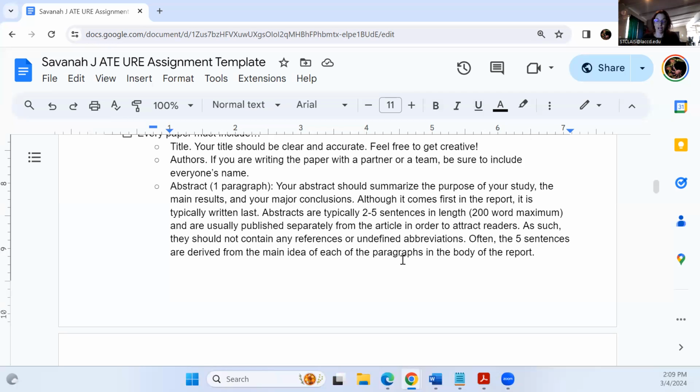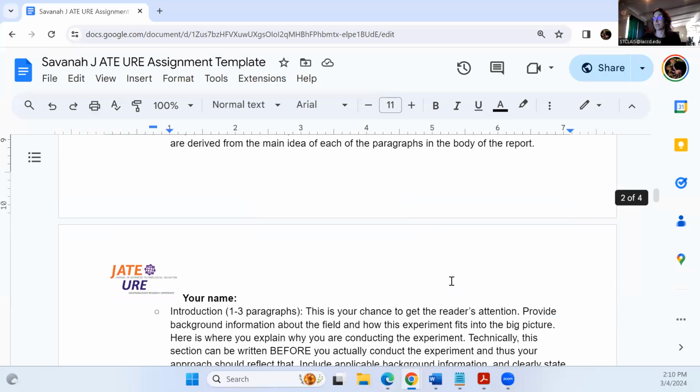So you want to have a few sentences, and often the sentences that you choose can be taken from the topic sentences of your main paragraphs. For example, you could take the topic sentence from your main paragraph of your results, your topic sentence from your introduction, where you give your purpose and your hypothesis, and then your topic sentence from your conclusion as well. So that's a good way to put together the abstract pretty quickly.